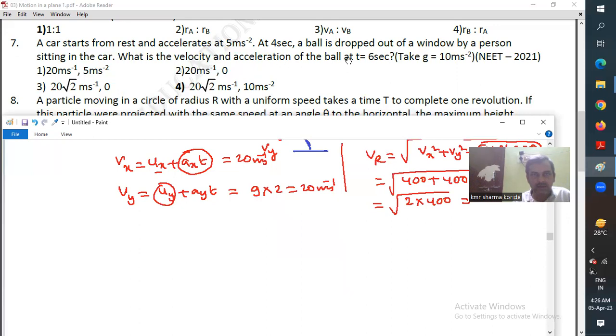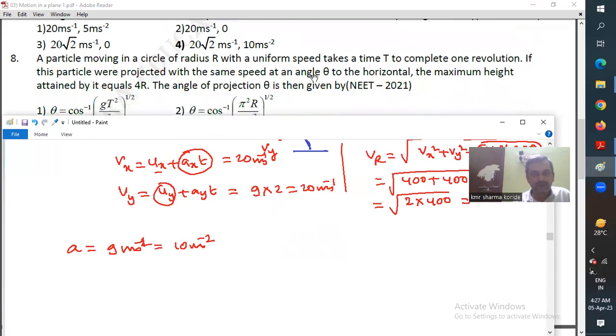Next, you also need to find out the acceleration. Once it is dropped, the body behaves like a freely falling body. It possesses acceleration as acceleration due to gravity, so that is going to be 10 meters per second square. So the fourth option is correct. Moving to the next question.